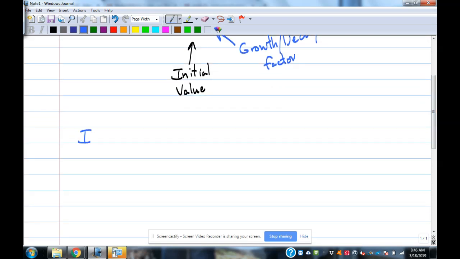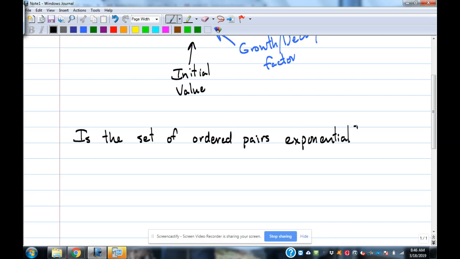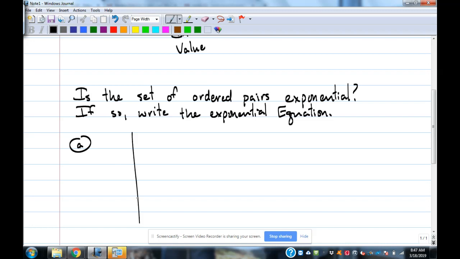So instructions would be: is the set of ordered pairs exponential? If so, write the exponential equation. Let's start with a set of ordered pairs, x and y: 0, 5; 1, 10; 2, 20; 3, 40; 4, 80.